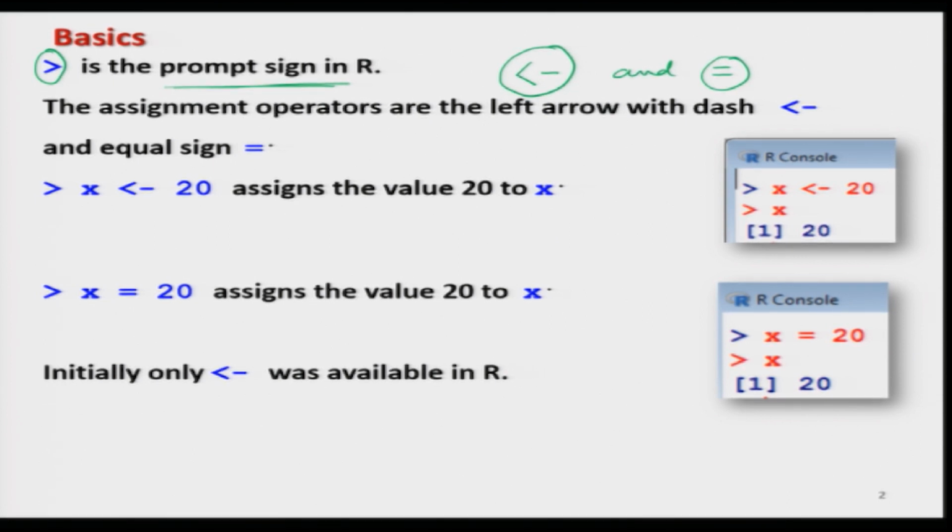As of today, both these operators are available in the R software. Either you write here x less than hyphen 20, or you write here x equal to 20, both are going to do the same thing, that is, assign the value 20 to x. But I would like to tell you one thing: inside the slides sometimes you will see the sign less than hyphen and sometimes you will see the equality sign.